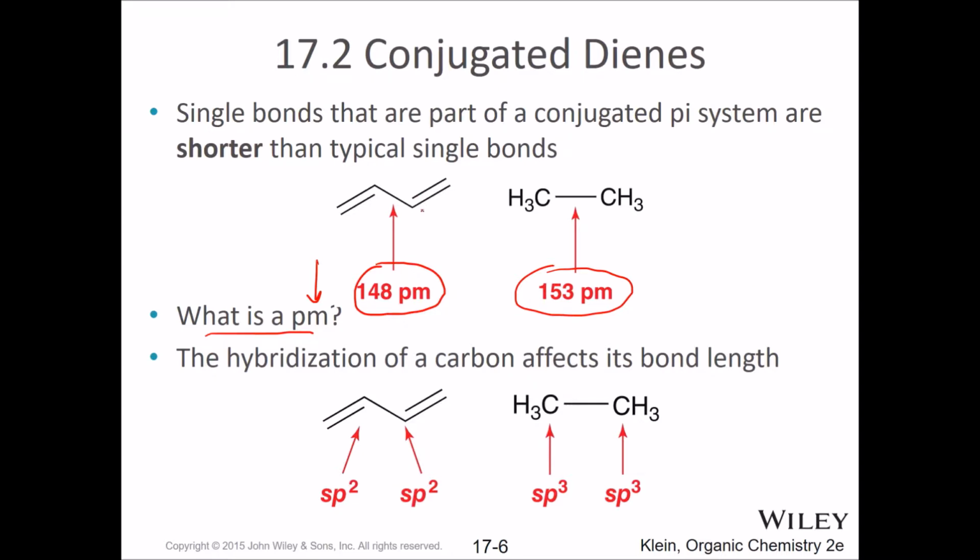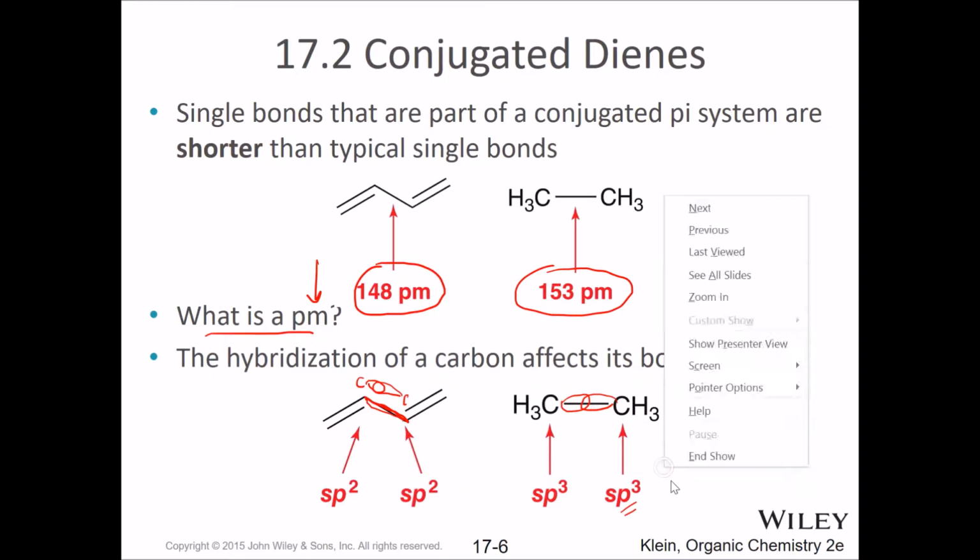Why? Well, there are two reasons. Number one, this bond right here is a single bond, but it's made from the overlap of two sp2 hybridized orbitals. This one is made from two sp3 hybridized orbitals, and sp3 has more p character, specifically 75% p. Three p's, one s. That means longer.